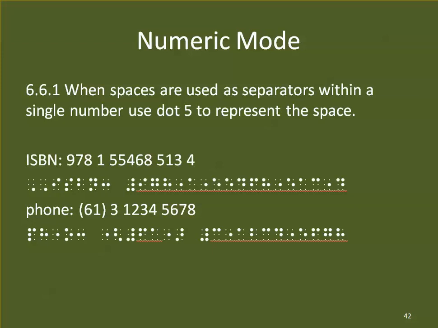If those were different numbers, if it was 978 and then the number 1 and so on, then that's not one number anymore, and so we would need the numeric mode indicator in front of each of those numbers. But this is one number, just segmented, and so we're using the numeric space indicator. The same deal for a phone number, especially in other countries besides the United States. They might just use spaces in between a phone number, and so we would use the numeric space indicator there.